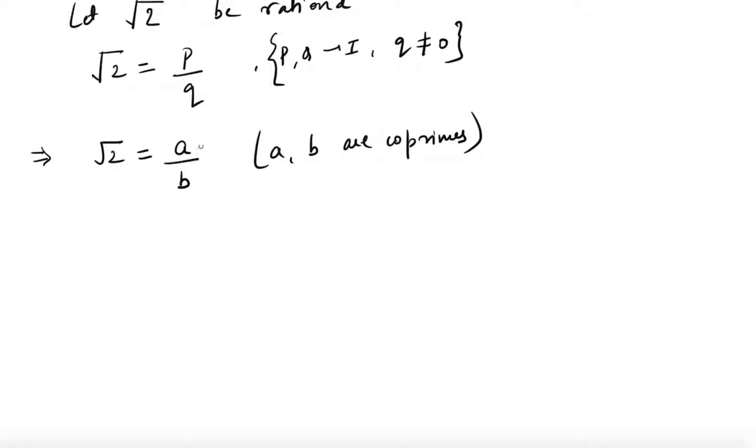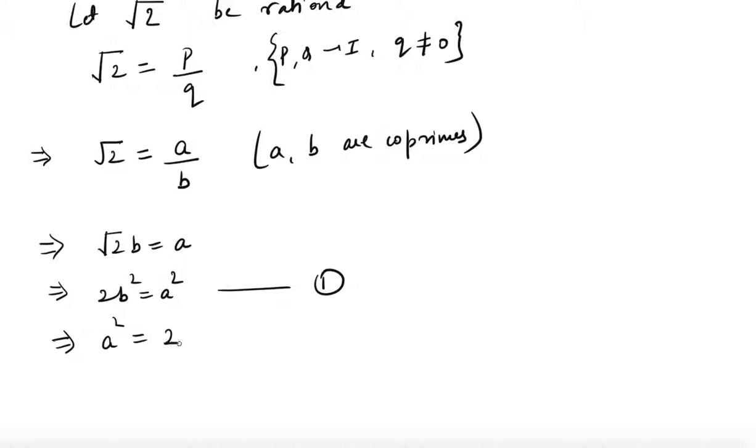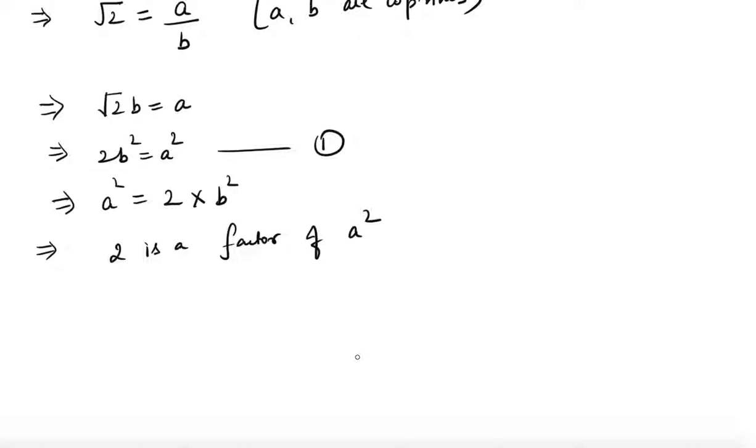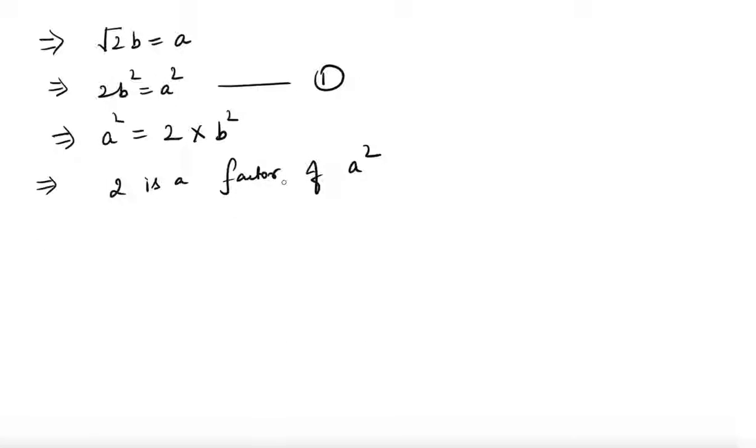So now root 2 can be represented in the form of a by b. Let us cross multiply. This implies root 2 b is equal to a. Squaring both the sides, we get 2b square is equal to a square. Now here you can see that a square is nothing but 2 into b square. So can I say that 2 is a prime factor of a square? Right, 2 is a prime number, and according to this equation 2 divides a square.